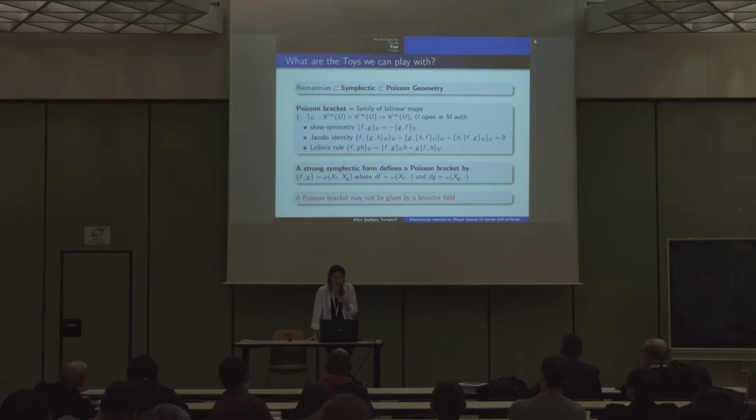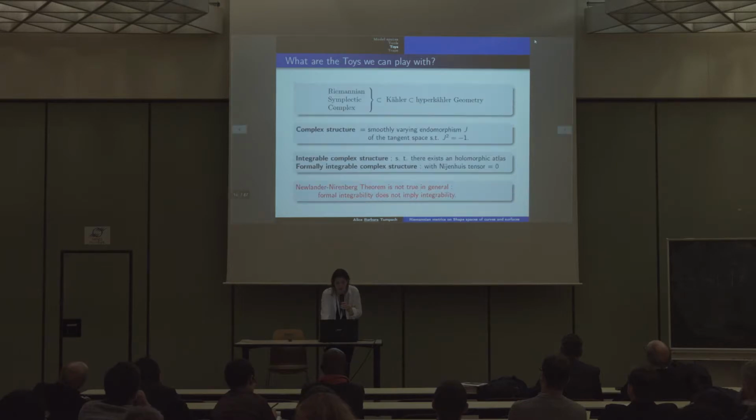Well, a trap again, and that's what I will discuss in the second story. A Poisson bracket may not be given by a bivector field. For a Poisson bracket given by a strong symplectic form, it is the case, but usually it is not. Well, we have examples where it is not.